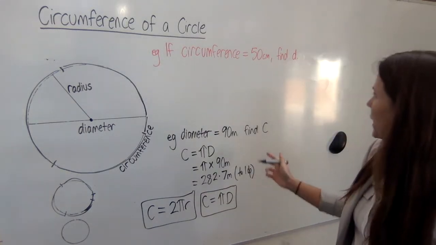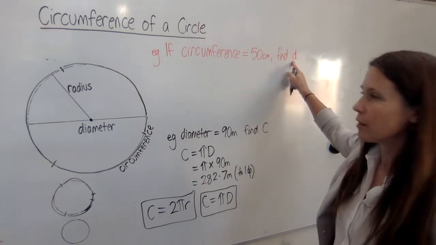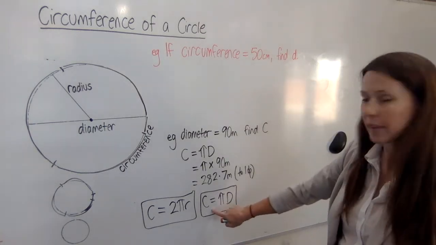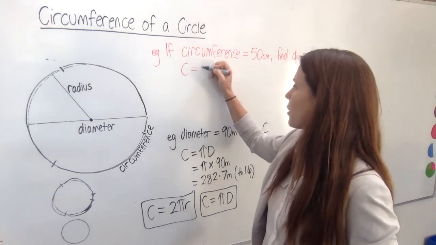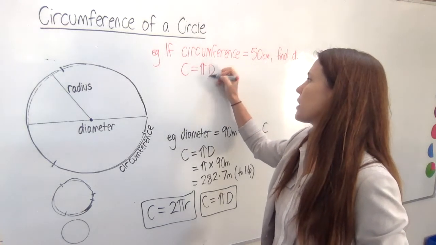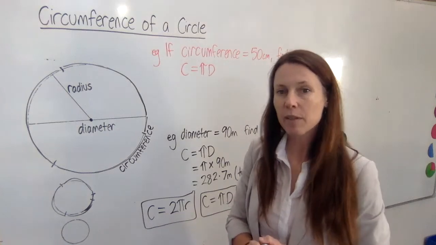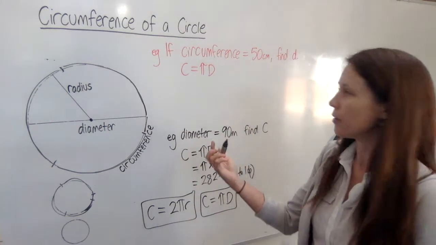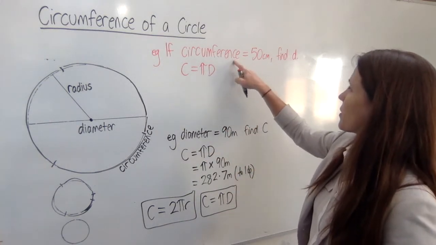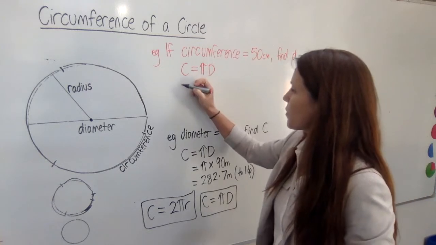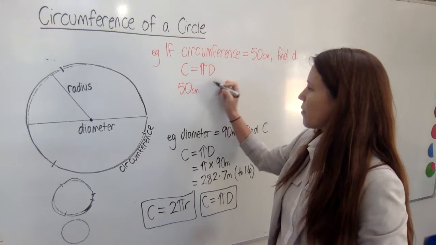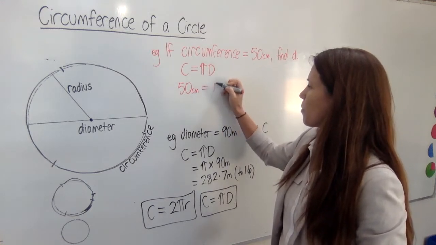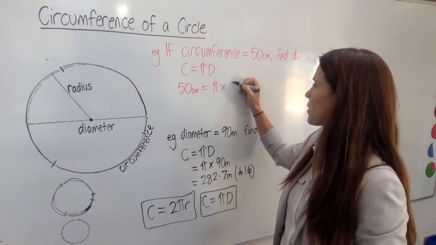Okay, which formula are we leaning towards? Well, we're interested in diameter. We know circumference, so we'll pick this one. First step, every time, write out the formula. C equals pi d. All right, second step, still the same. Substitute in what you know. So we know that circumference of C is 50. Okay, so we can even put the units there if we like. And that equals pi times d.